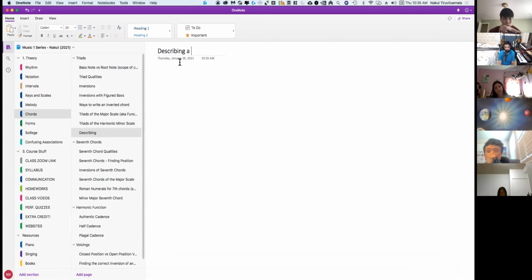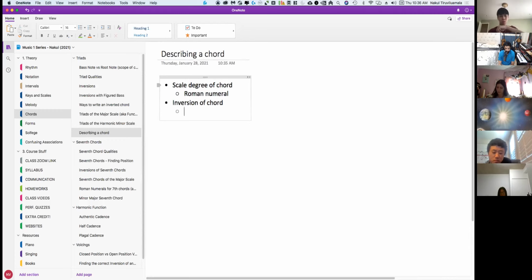Describing a chord. Okay, one of the things you can do is you could describe the scale degree of the chord, right? And that's given by the Roman numeral. You could describe the inversion of the chord, and that is given by the Arabic numerals, or actually, I guess, figured bass is what they call it, which is the Arabic numerals. And then the third thing you can do is you can describe the voicing, open or closed.